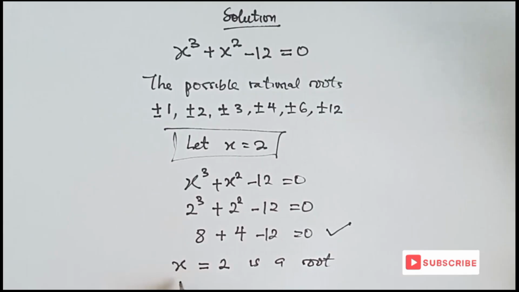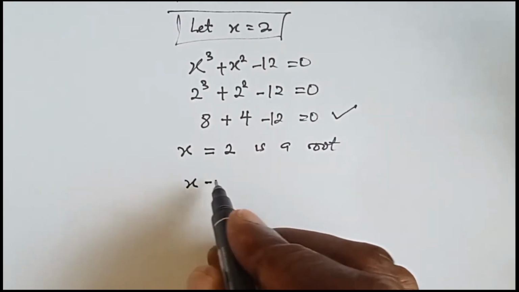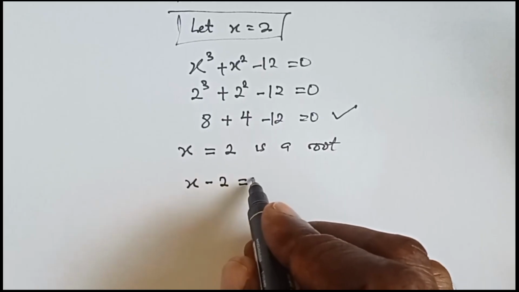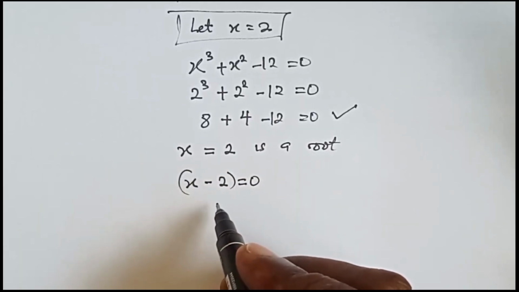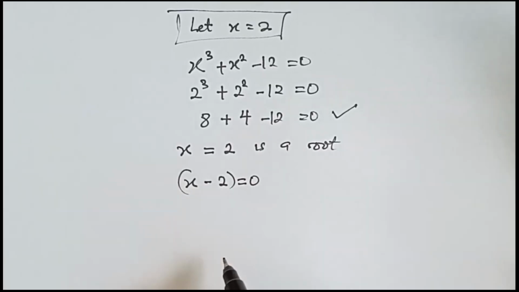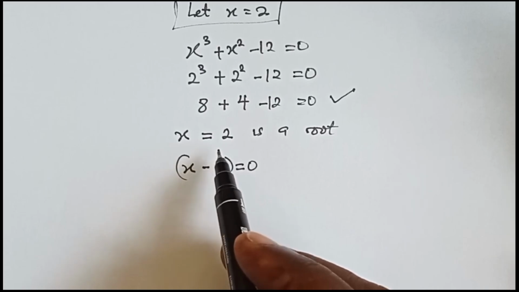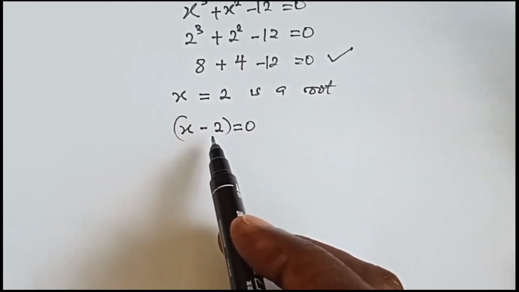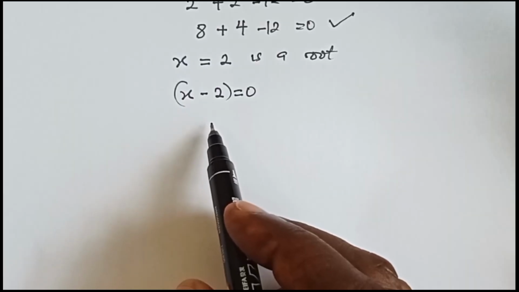And then by the time we bring the 2 to this side, it becomes x minus 2 equals 0. So that means that x minus 2 is a factor. So what we need to do now is to perform polynomial division to find the other factors, which will give us the other roots.